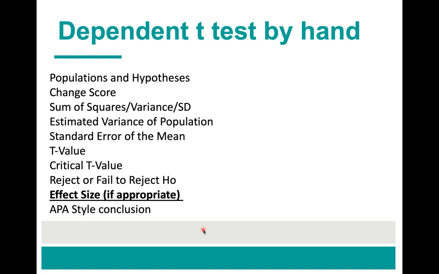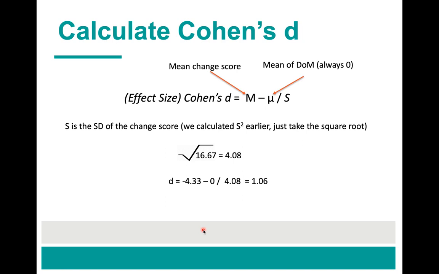Because we're significant, we need an effect size. It's Cohen's d again. It's very similar to our independent t-test in that the numerator is still the same. So the mean change score minus mu, which is always 0. So we have the same numerator as our t-test. And then we divide by that standard deviation that we had earlier, right? We divide by s. Earlier, we calculated s squared to be 16.67.